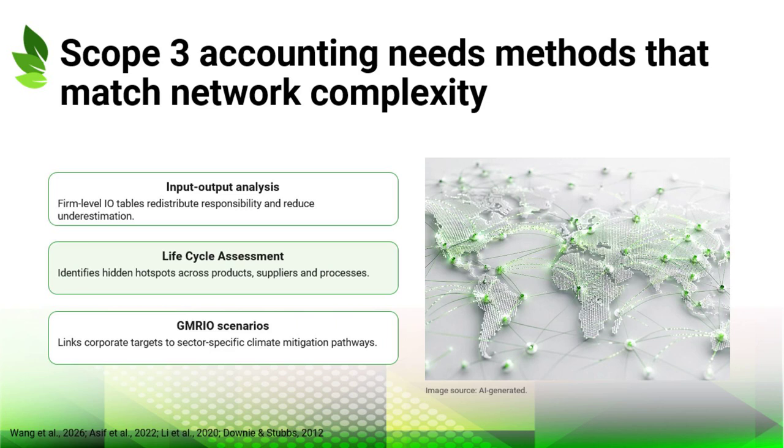Global multi-regional input-output models add a scenario perspective by linking corporate targets to broader climate pathways and sector-specific mitigation options. Each method has strengths, but the persistent challenge is comparability. Data quality, inconsistent boundaries, and emission factor choices can create very different results. For managers, the implication is to choose methods carefully, document assumptions, and use Scope 3 results as decision support rather than treating them as perfectly precise single numbers. Transparency is central to credibility. Managers must compare results with caution.